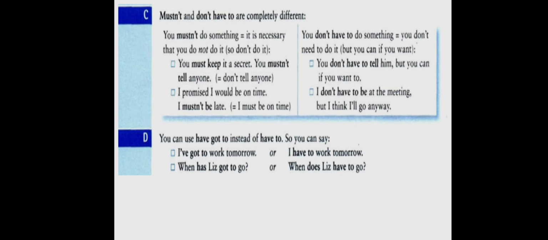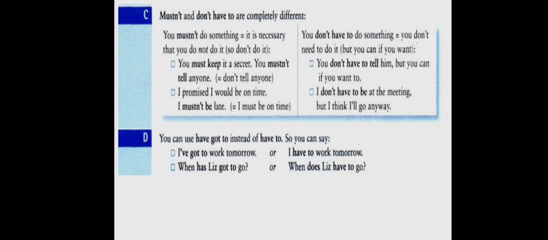D. You can use have got to instead of have to. In spoken language, you can use have got to instead of have to. So you can say, I have got to work tomorrow, or I have to work tomorrow. When has Liz got to go, or when does Liz have to go?